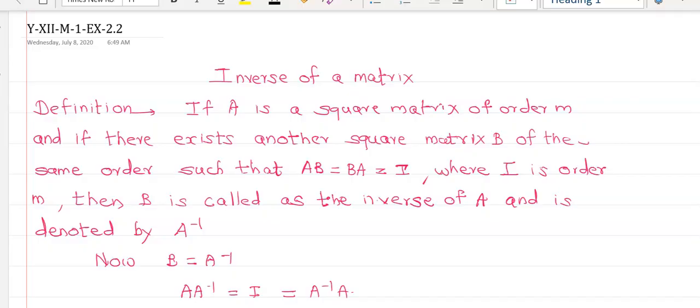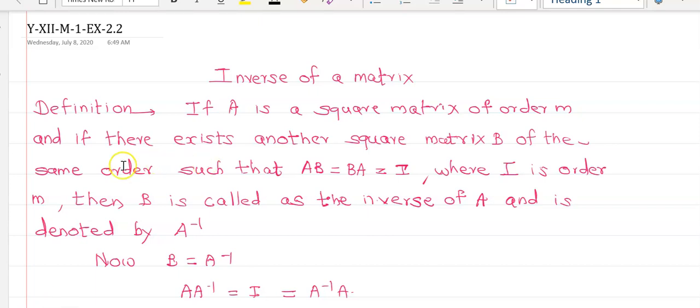Hello friends, now we'll start the new topic, that is to find out the inverse of a matrix, by using row or column transformation or by using the adjoint method.